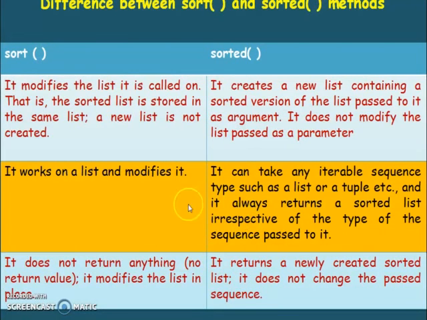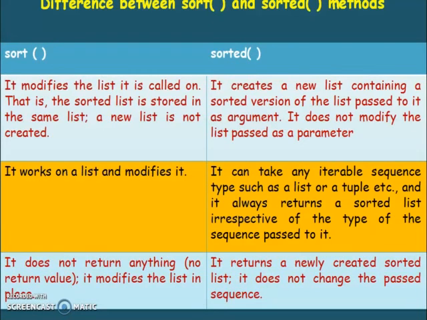Okay, children. The next one, what is the difference between sort and sorted? Here sort modifies the list it is called on. That is, the sorted list is stored in the same list. A new list is not created. Sorted creates a new list containing a sorted version of the list passed to it as argument. It does not modify the list passed as a parameter. See this one, it works on a list and modifies it, but sorted takes any iterable sequence type such as a list or a tuple, etc. and always returns a sorted list irrespective of the type of the sequence passed to it.